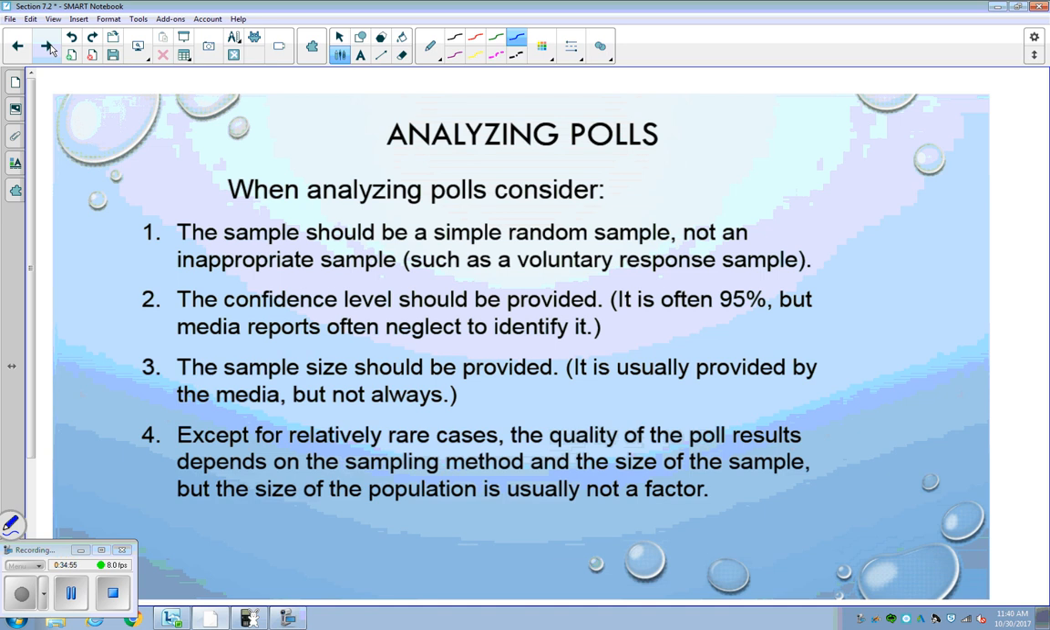The confidence interval should be provided. They should state to you it's 95% or 99% or 90%. The sample size should always be provided. What if they only did a sample of 3? They should state n is that many. And except for relatively very rare cases, the quality of the poll results depends on the sampling methods. We already know that.